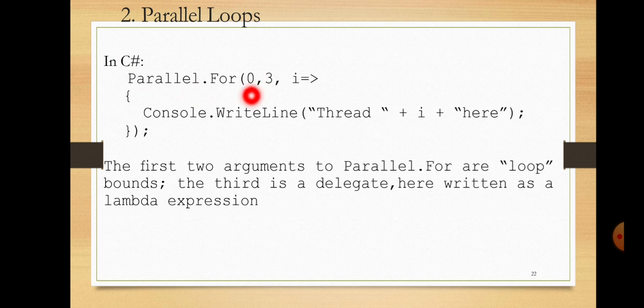And these two are the bounds, that is 0 is the lower bound and 3 is the upper bound. Then the third is a delegate, here written as a lambda expression.